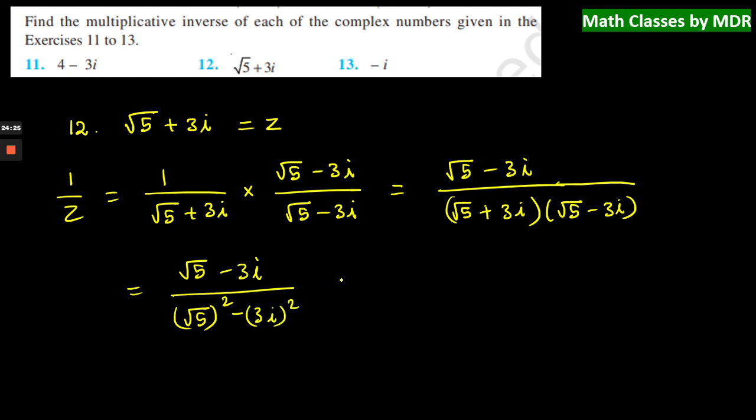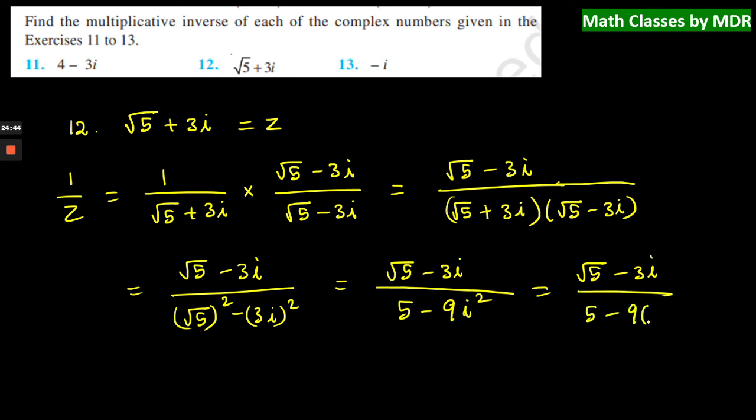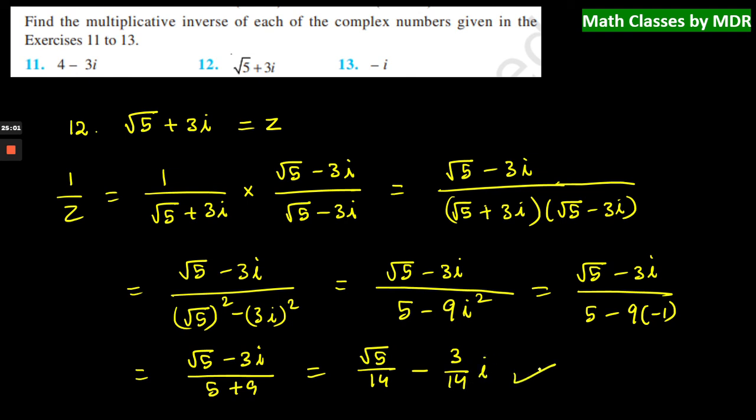Right? So this is equal to (root 5 minus 3i) by (5 minus 9i square). And again, i square is minus 1. So by taking this as minus 1, we can write it as 5 minus 9 into minus 1. Further, it can be written as (root 5 minus 3i) by (5 plus 9), which is equal to root 5 by 14 minus 3 by 14 i. This is the multiplicative inverse of root 5 plus 3i.